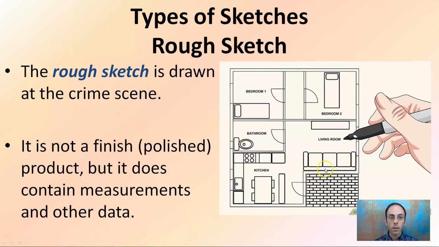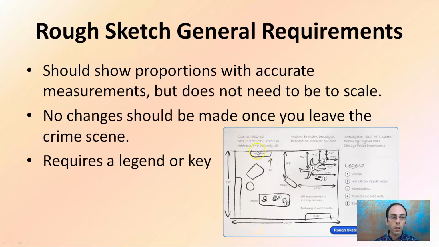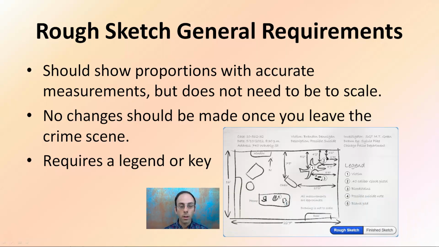Now, this rough sketch we're looking at should show the proportions with accurate measurements, but does not need to be to scale. And this is speaking particularly to the rough sketch. No changes should be made once you leave the crime scene, and it requires a legend or a key. So this is something you're actually making while you're actively there at the crime scene, allowing you to ensure you have all the correct measurements, all the basic information that you need, and a legend to note what you found and where it was found.